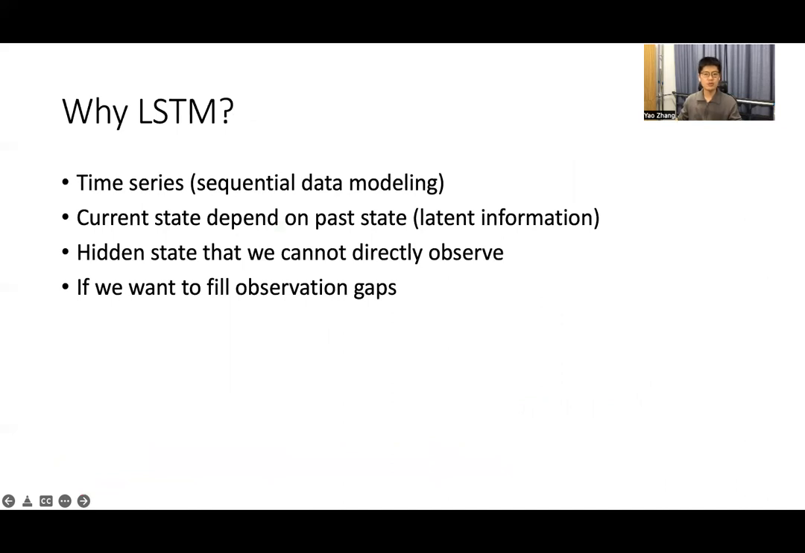So the last question we would like to ask is why LSTM? When do we use LSTM? I think first is when you are dealing with time series analysis or sequential data modeling. This is a prerequisite for the LSTM. Second is that if you want to do some modeling in which current states depend on the past states, so there's some latent information.